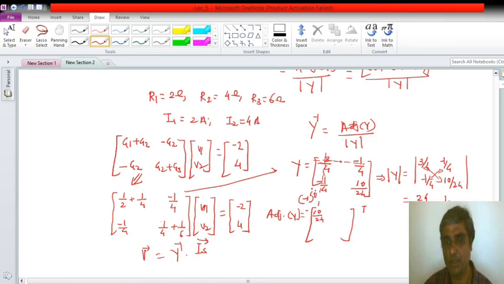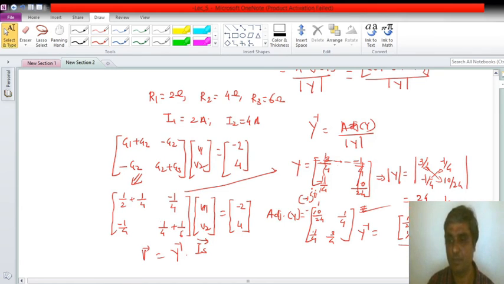Here, row number is 1, column number is 2, so minus 1 raised to 3 gives a minus sign with this minus 1 by 4, so it will be plus 1 by 4. Similarly, it will be plus 1 by 4 and this will be 3 by 4. As it is symmetric, if you take a transpose, it will be the same. So what is Y inverse? This will be 10 by 24, 1 by 4, 1 by 4, 3 by 4 divided by 1 by 4, which is multiplied with this.